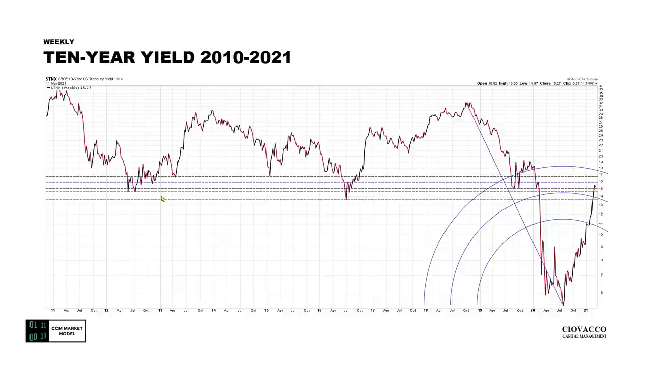What once acted as support, where my cursor is here in 2012, 2013. What once acted as support here, 2016. You can even make an argument that it was relevant in 2015 here. Very relevant on the way down in terms of a stall. What once acted as support may now act as resistance, just as these concentric circles may act as possible resistance.